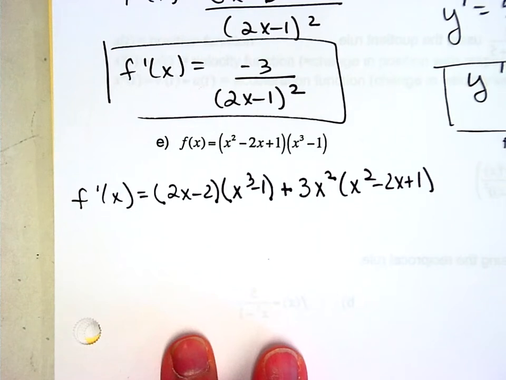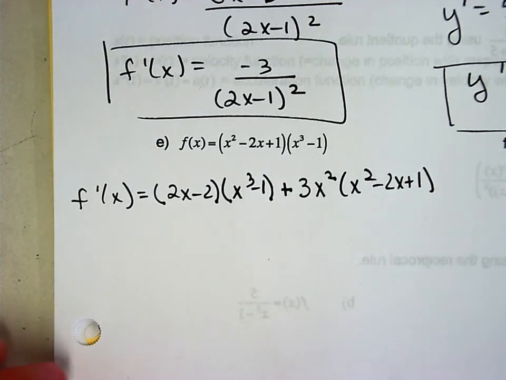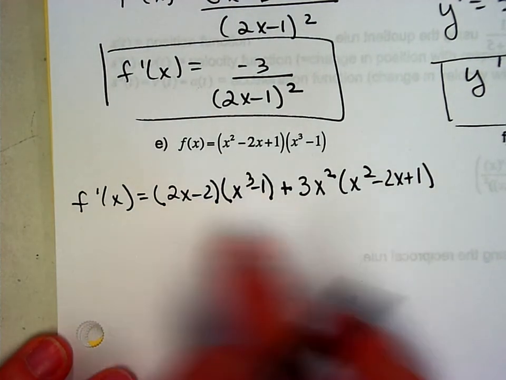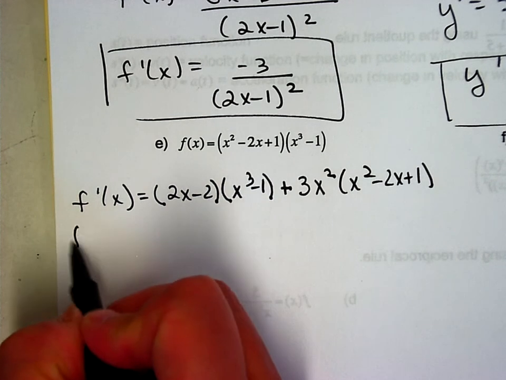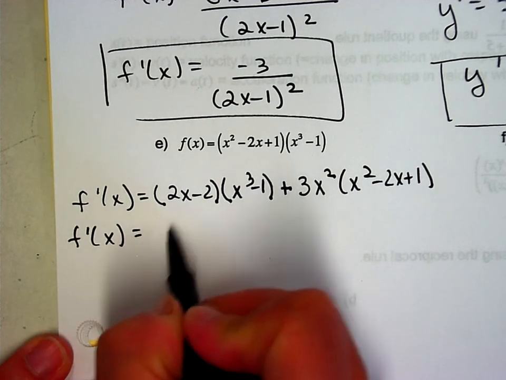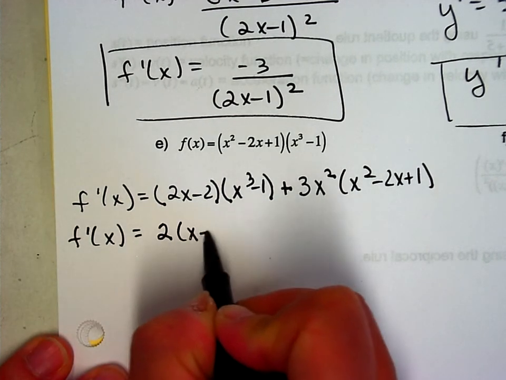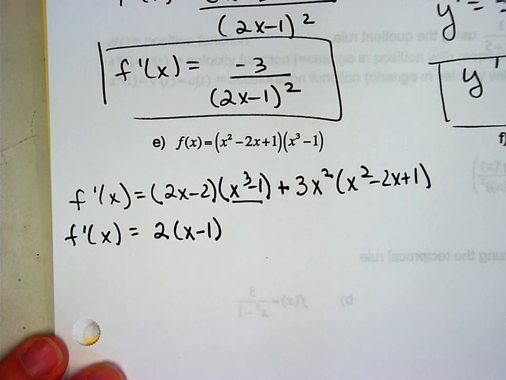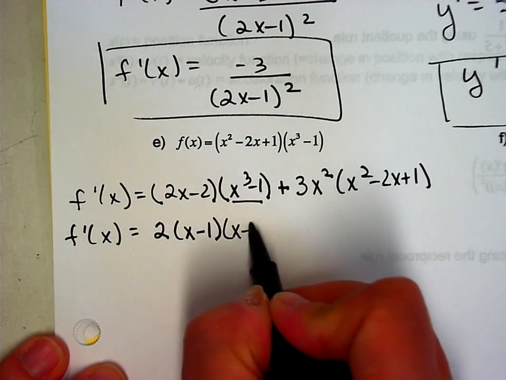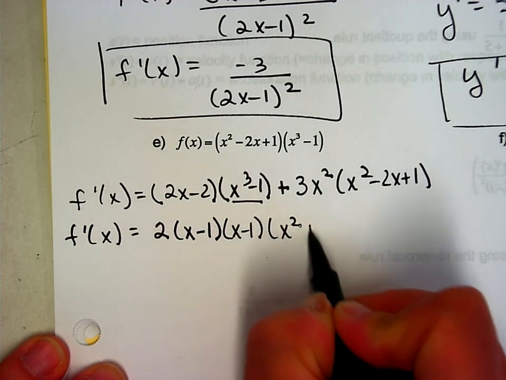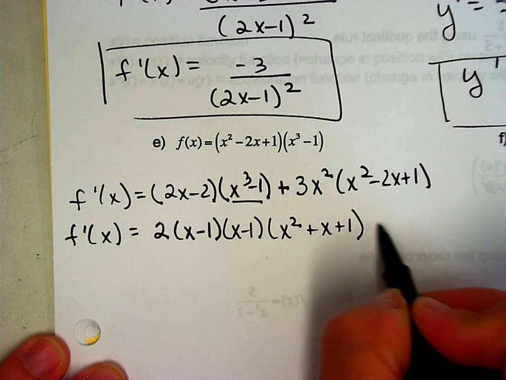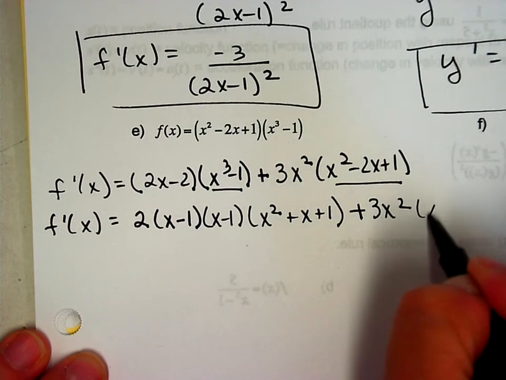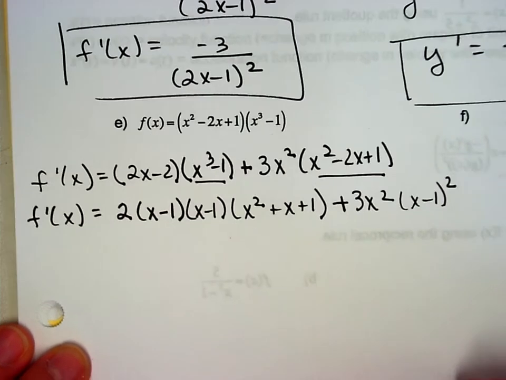Now this one we are going to simplify by factoring first. We always try to factor if we can before we start multiplying things out. If you multiply it out, it's going to be difficult to try to factor it after the fact. I notice here there's a 2 I can pull out. That leaves me with x minus 1. This is your difference of cubes. This is going to factor to x minus 1, x squared plus x plus 1, plus 3x squared. This also factors to x minus 1, x minus 1, or x minus 1 squared.